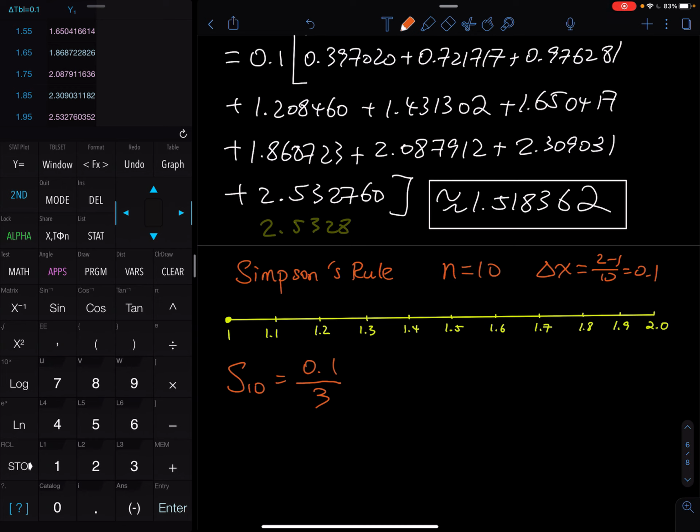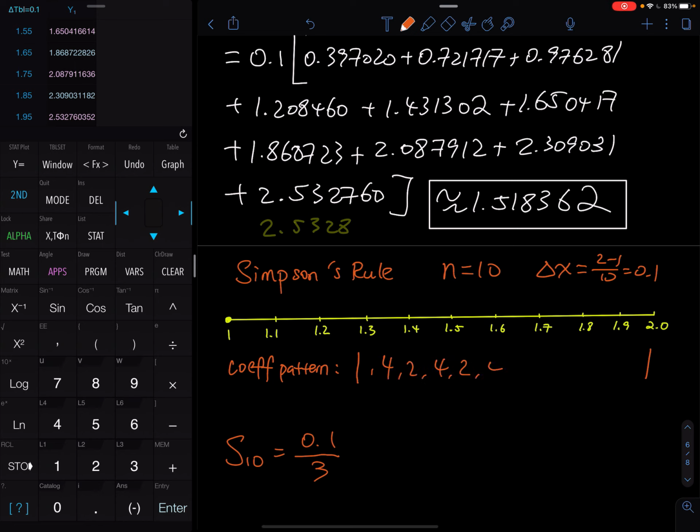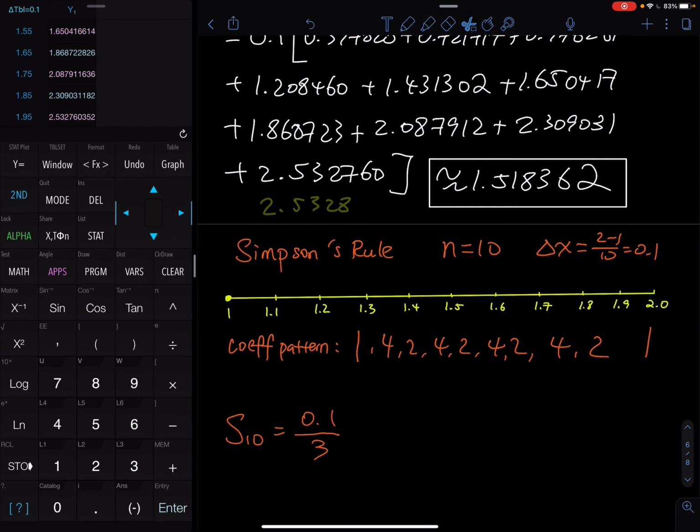The coefficient pattern is what? Let me just move this down, because I would like to write the coefficient pattern. So there are 10 numbers, right? So we start at 1 and then we end at 1. And then we have to do the 4, 2, 4, 2. So 4, 2, 4, 2, 4, 2. And then that would be another 4, 2. So I have 4 pairs. So that is 8 numbers plus 2. So I have all 10 numbers there. So that's the coefficient pattern. And then we move this up.